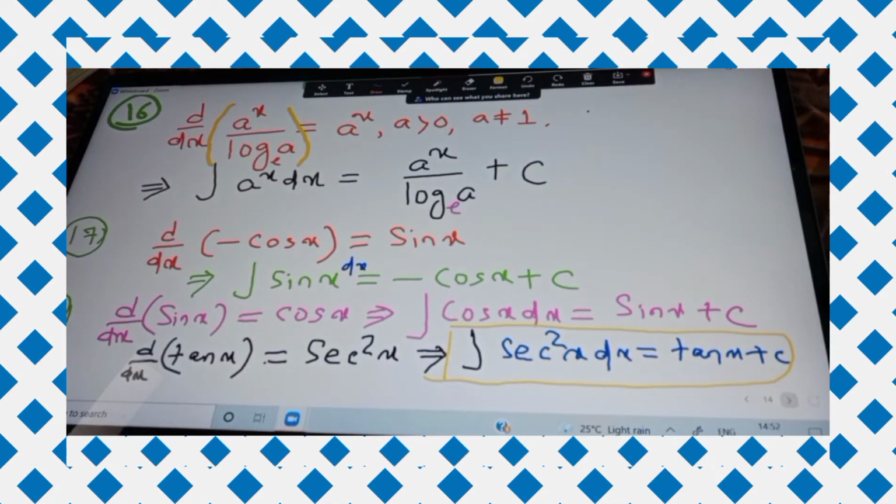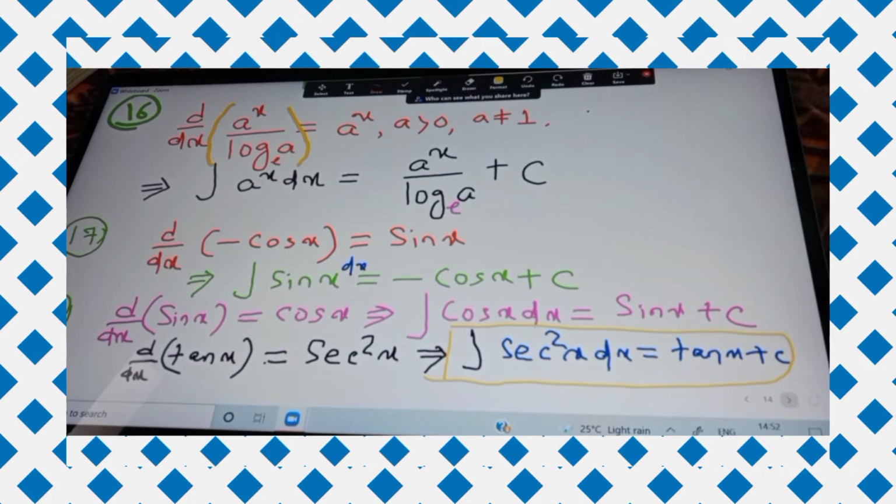Okay, so the next point is that the derivative of a to the power x upon log a to the base e is equal to a to the power x, where a is greater than 0 and a is not equal to 1. Similarly, if you write in the reverse process, the integration of a to the power x dx is equal to a to the power x upon log a to the base e plus c.